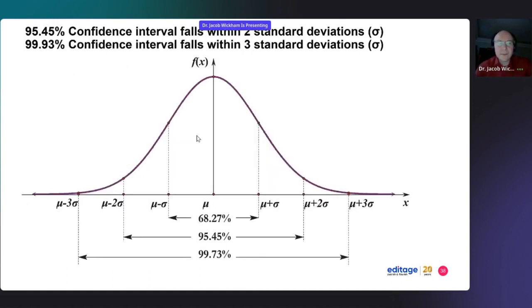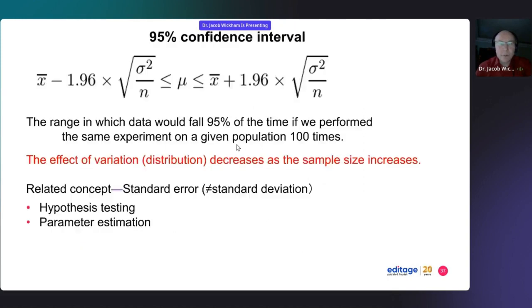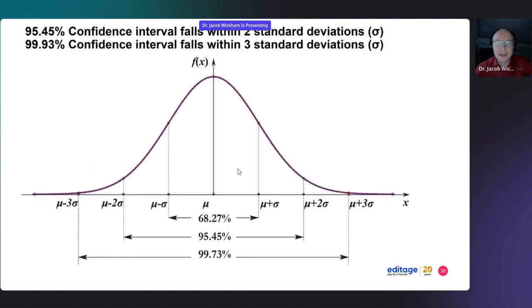And basically, this 1.95 is the standard deviations. And if you look at this bell curve, 95.45% of the confidence interval falls within 2 standard deviations. So here you have a 95% chance your data will fall in this part of the curve.